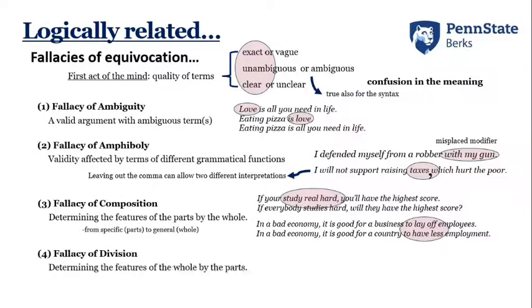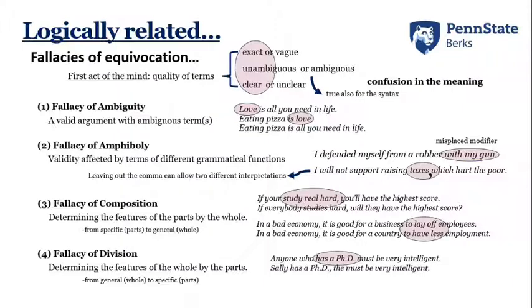And the fallacy of division is just the exact opposite of this, where we're determining the features of the parts by the whole. This one I think is pretty obvious once you see the argument. Anyone who has a PhD must be very intelligent. Sally has a PhD. I'm sorry, it's misspelled. She must be very intelligent. So you can't go just from the general and then go down to the specific and expect that particular relation to hold.